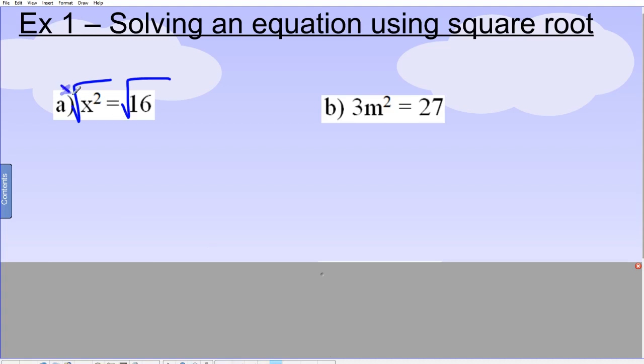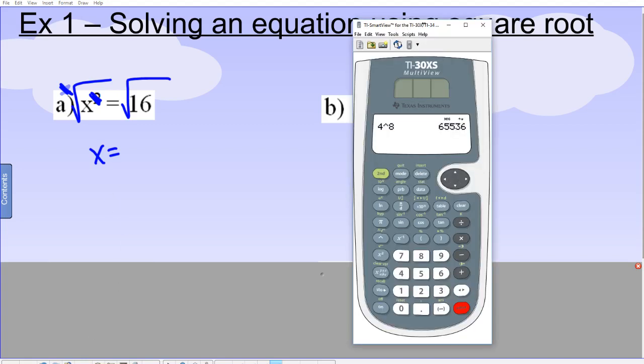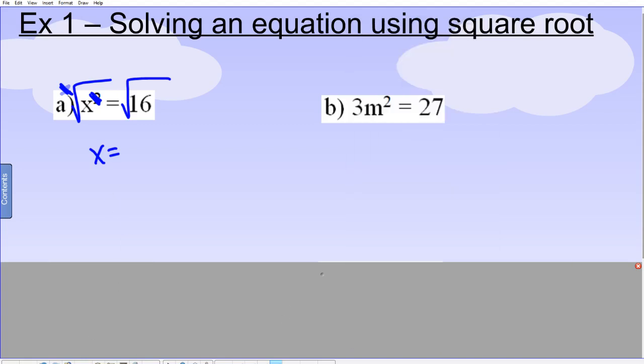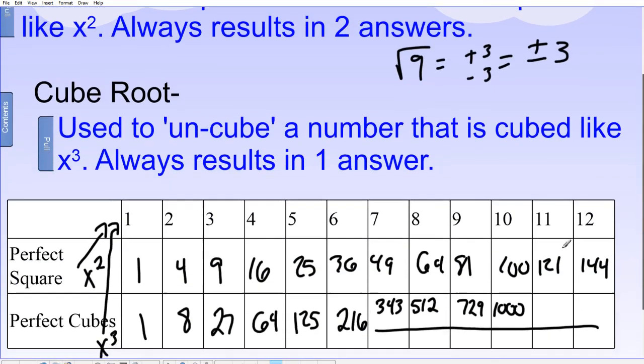And so this square root and this exponent of 2 cancel out, leaving us just x. On the other side, when we take the square root of 16, you can use your calculator or the table we made. I'll be honest, the table we made is going to be a whole lot quicker for you. If you take the square root of 16, you should see that the answer is... oops, wrong thing. The square root of 16 is 4. 16 is a perfect square. So the square root of 16 is 4.